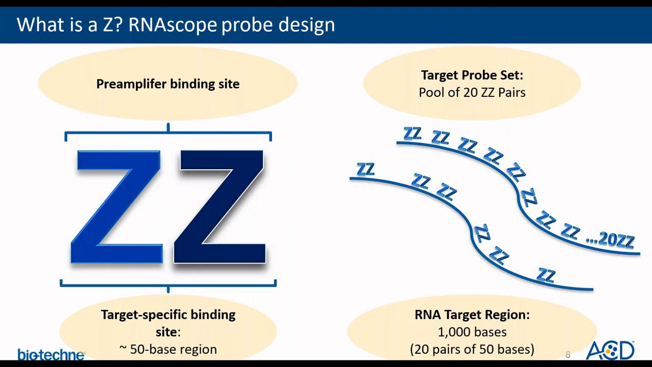However, only a few ZZ pairs are needed to bind to the target RNA sequence in order to generate enough signal for molecular detection.